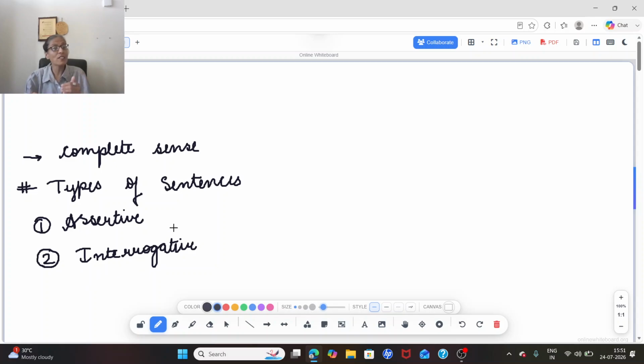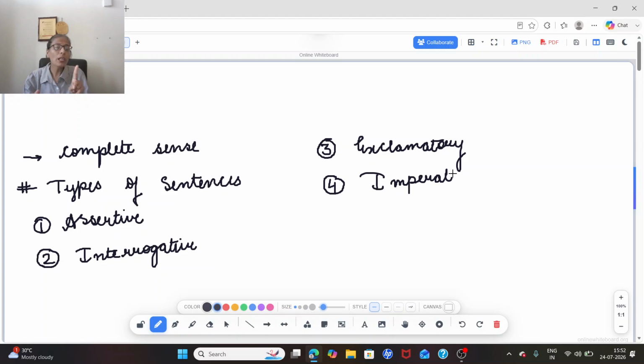The next type of sentence is where we use expressions. Expressions could be a bad expression, it could be a good expression. If I say, gee, how disgusting. So, this is your exclamatory sentence, right? Or if I say, hooray, I have won the match. This type of sentence is also an exclamatory sentence. And the last type is the sentence where we give orders, make requests or give commands. They are imperative sentences.